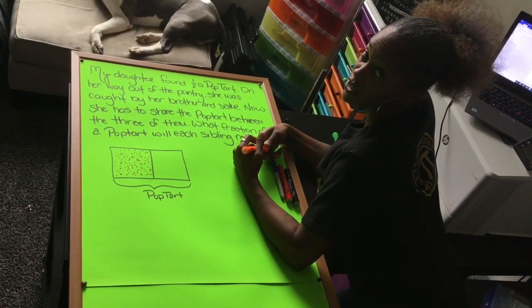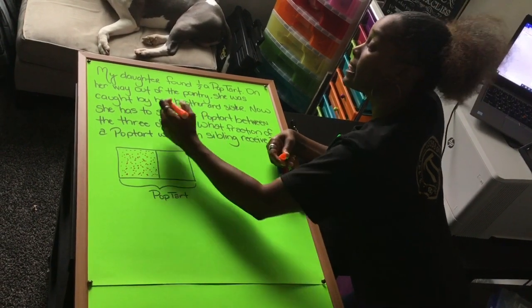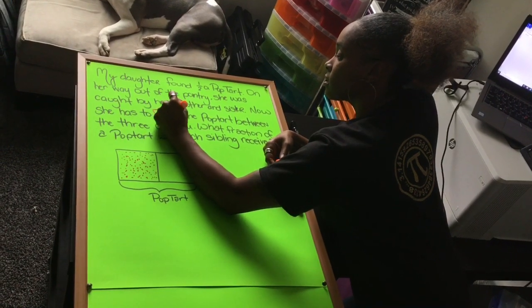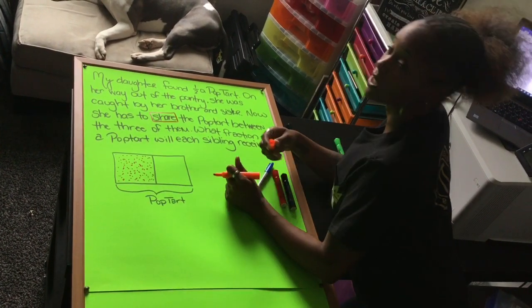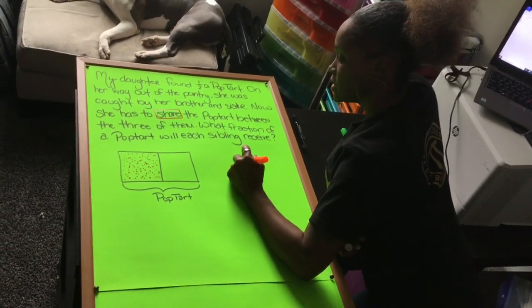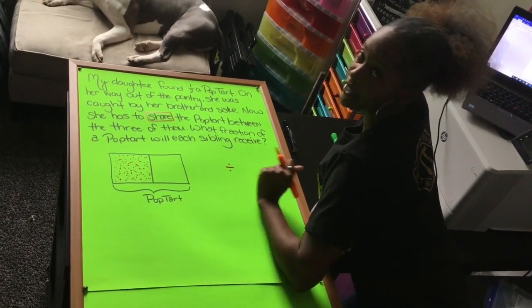If you said division, you are correct, because in this problem, my daughter has to share the Pop Tart between herself and her two siblings. So I'm going to write our operation right here.